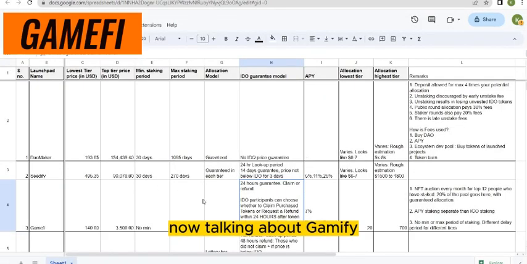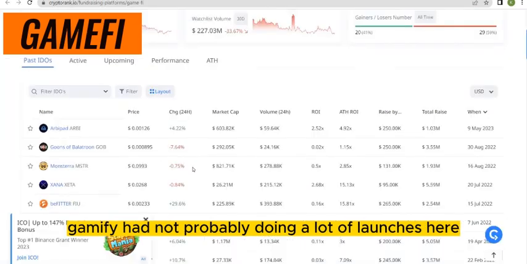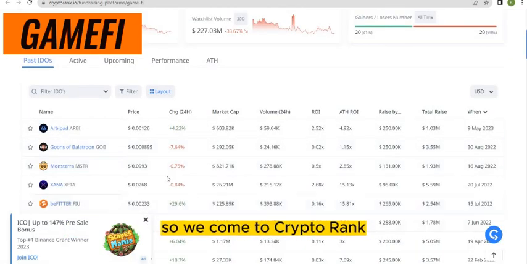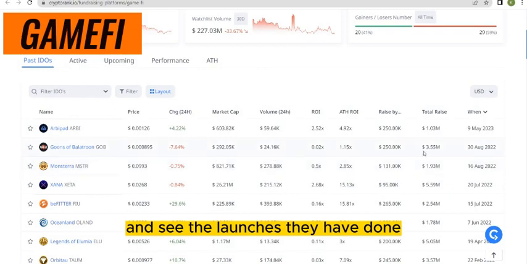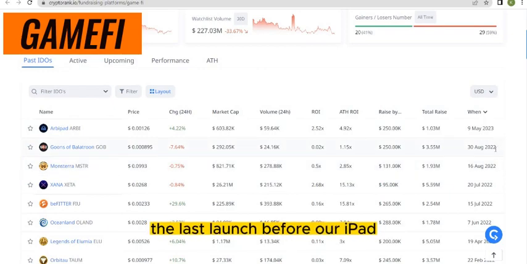Now talking about GameFi, GameFi had probably not been doing a lot of launches. So we come to CryptoRank and see the launches they have done. The last launch before RazrFi they had done in August 2022.